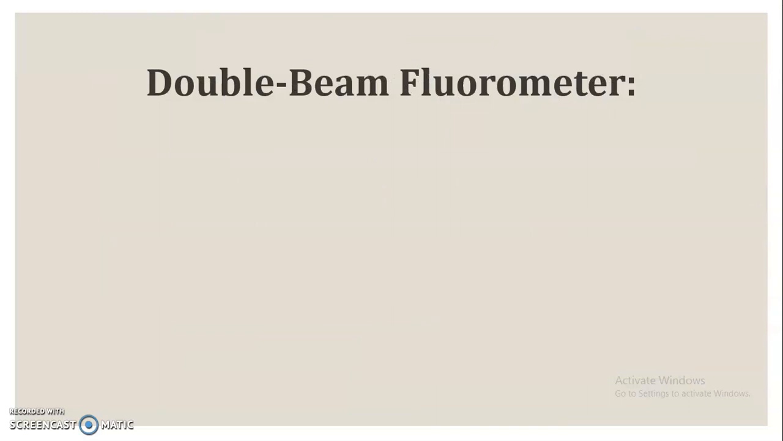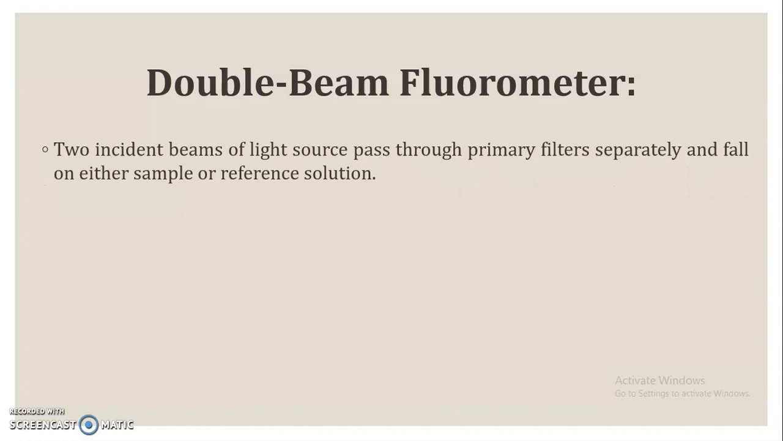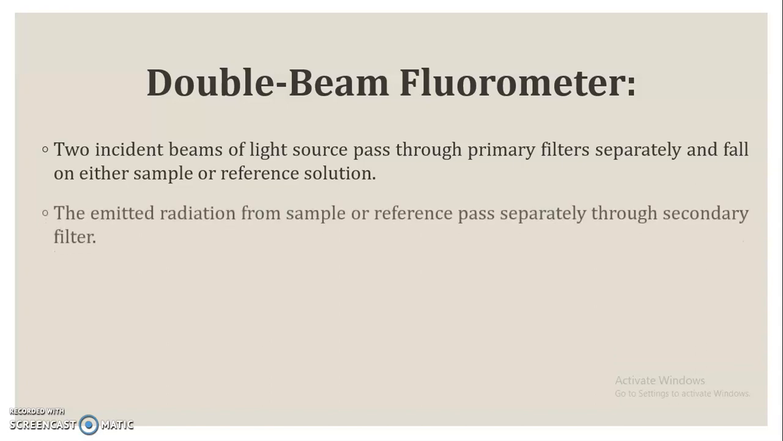Now, what is the meaning of double beam Fluorimeter? Generally, in case of a double beam Fluorimeter, we use a beam splitter, which splits the beam into equal amounts, where one beam passes through a reference sample and the other beam passes through our sample. So, here two incident beams of the light source are used, which pass through primary filters separately and fall, one on the sample and the other on the reference solution. This means at a time we are using the reference as well as the sample, so that reduces the time of the analysis.